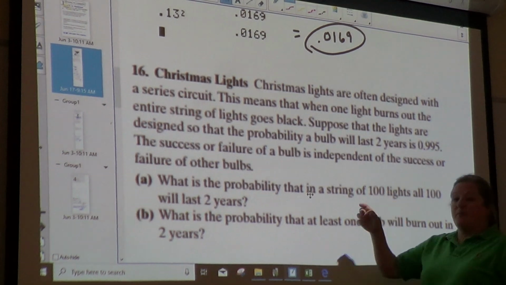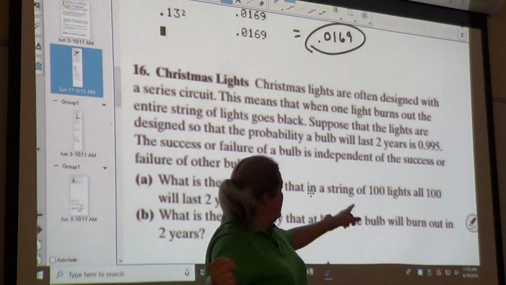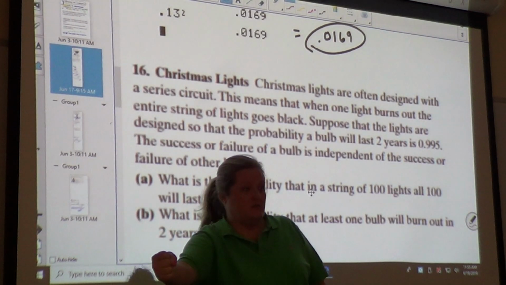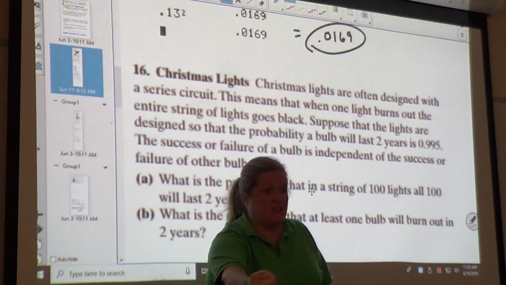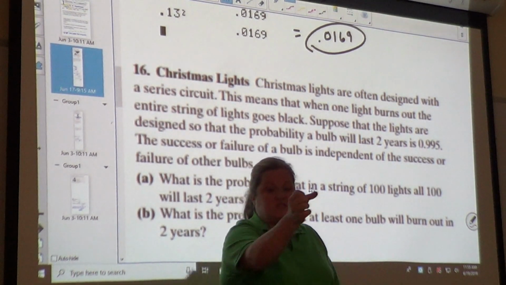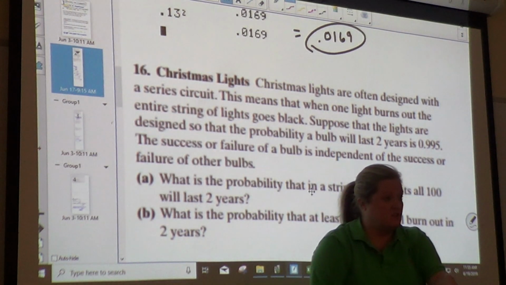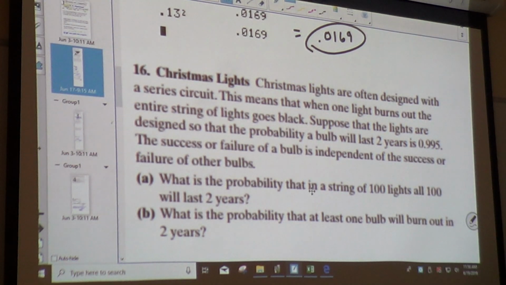So I want to know the probability. What's the probability that this bulb will last 2 years? 0.995. What's the probability that this one will last 2 years? And this one? And this one? And I'm going to do that 100 times.